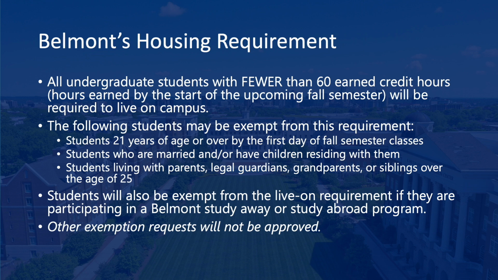Belmont requires all undergraduate students to live on campus unless they have earned more than 60 credit hours or are 21 years old by the beginning of the fall semester, if they are married or have children residing with them, or if they are living at home with a parent or approved family member over the age of 25. Students are also not required to live on campus if they are studying away or abroad in a Belmont-sponsored program. If you do not meet one of these exemption requirements, you are required to live on campus.